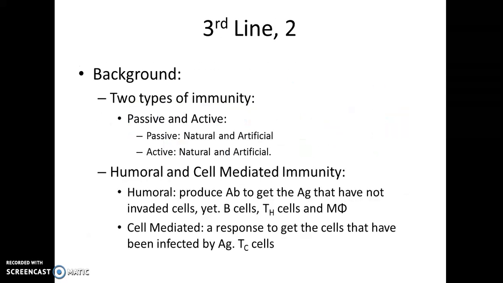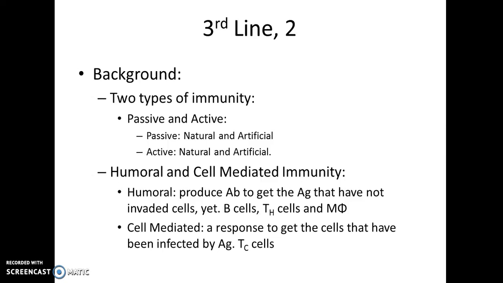So there are 2 types of immunity. There's passive and active. Now passive immunity is when you get the immunity from someone. Naturally, you get antibodies from mom when you are nursing. The first couple of days you get the colostrum, which is all proteins. You get an antibody shake, which helps protect you from the environment that you are now in.